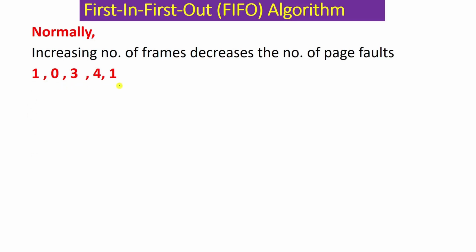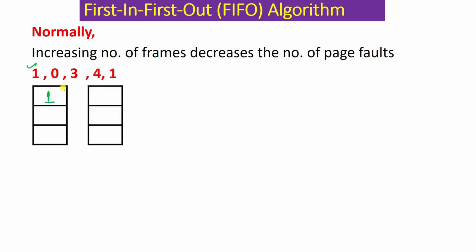So here you can see we have this reference string. These are the different page numbers, and we are given 3 frames for this process. Let's say for this page 1 we will have a page fault, and for this 0 again we will have a page fault.